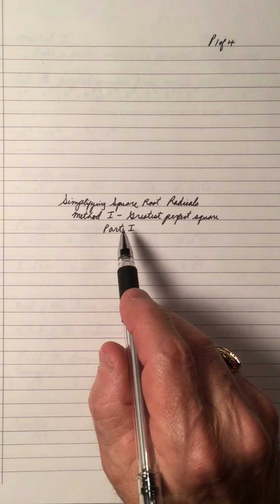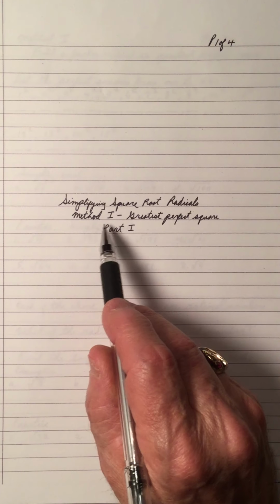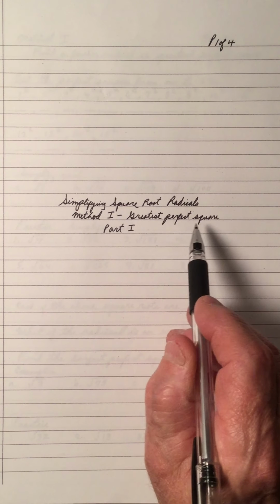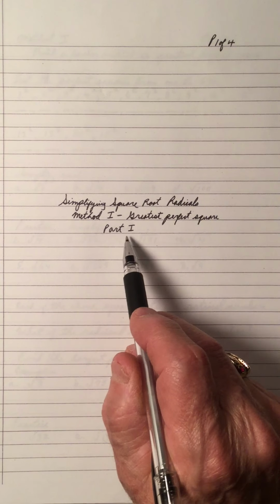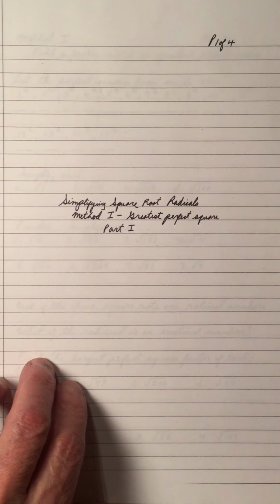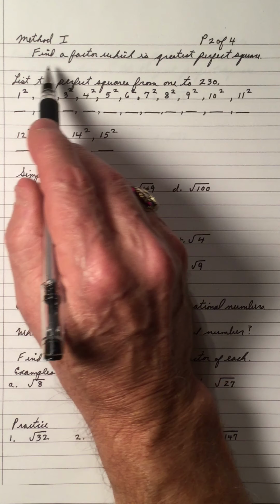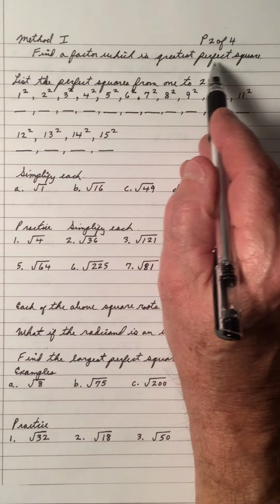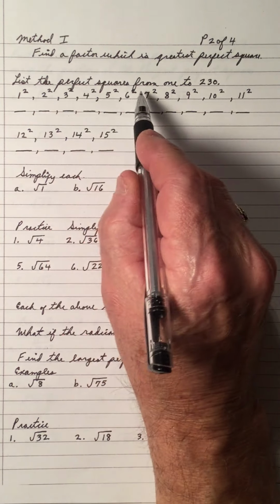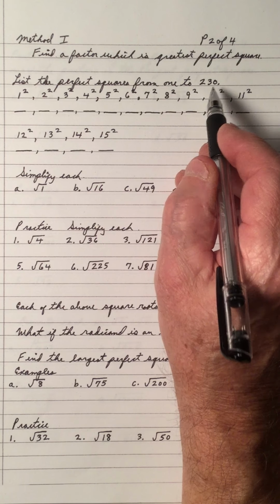Hi, welcome to my video on simplifying square root radicals. Method 1, greatest perfect square. And this is part 1 of that method. Method 1, find a factor which is the greatest perfect square. List the perfect squares from 1 to 230.